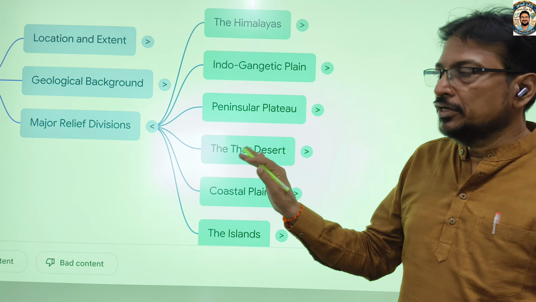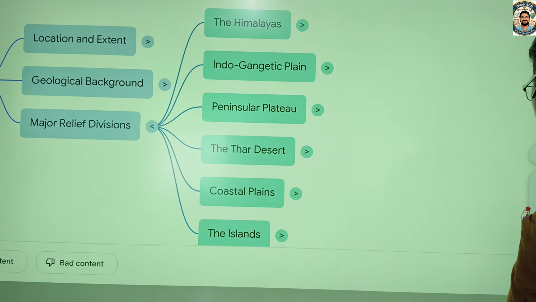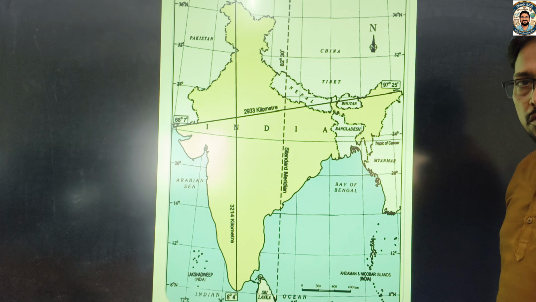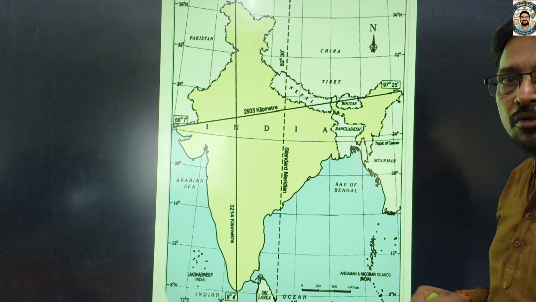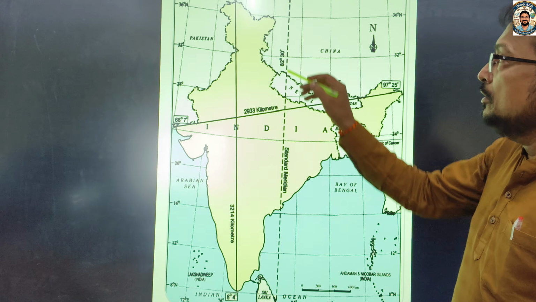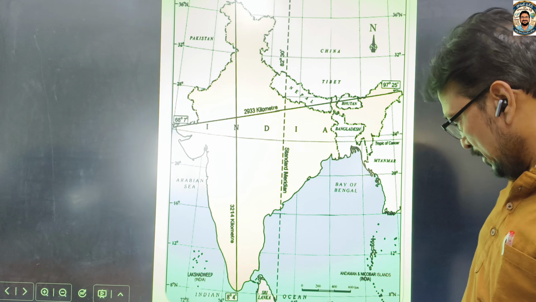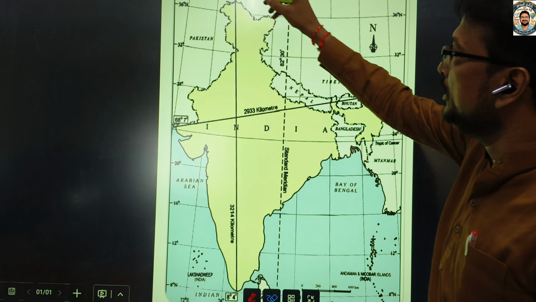Now, for all these geographical features, where they are situated or located on the India map, we have to check once, then we will go and discuss them one by one. Now, on the India map, the first one, Himalayas. The Himalayas are in an arch shape on the north side; from Jammu Kashmir onwards they start. They are in an arch shape, starting from here.